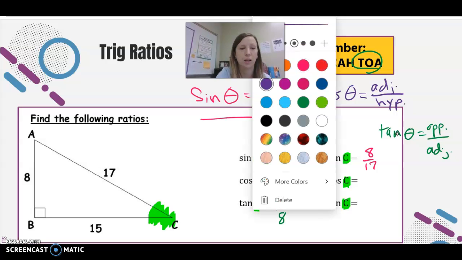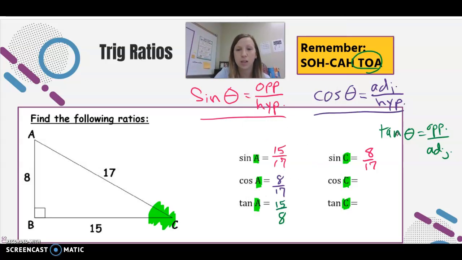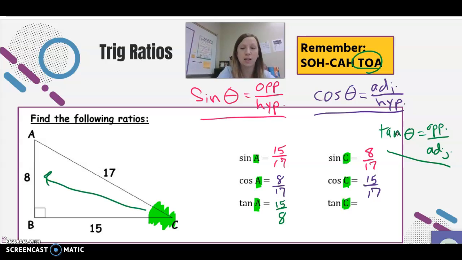Now let's look at cosine. Cosine is right here, adjacent over hypotenuse. So adjacent is 15 and the hypotenuse is 17. All right, so from here we are looking at tangent, and tangent is going to be opposite over adjacent. So opposite of angle C is 8, and the adjacent side is 15.